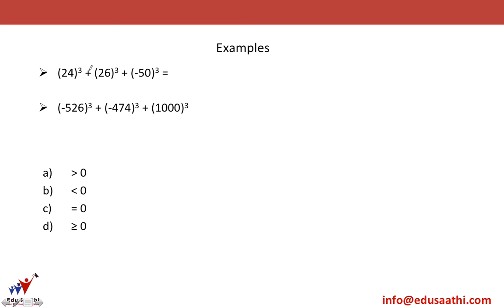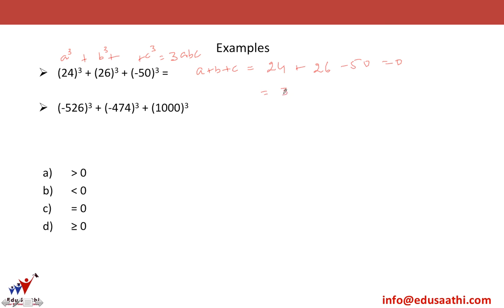So I have 24 cube plus 26 cube plus minus 50 whole cube. So this is a cube, this is b cube, and this is c cube. If we check here, a plus b plus c is equal to 24 plus 26 minus 50, which is 0. So the value of a cube plus b cube plus c cube is going to be nothing but 3abc here. So what is the value for this first question?